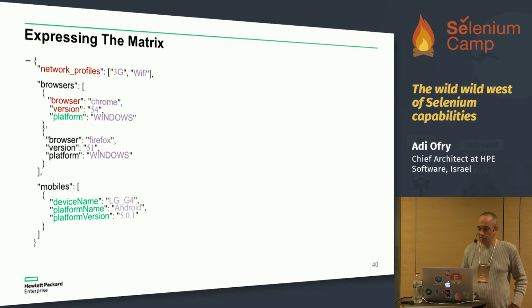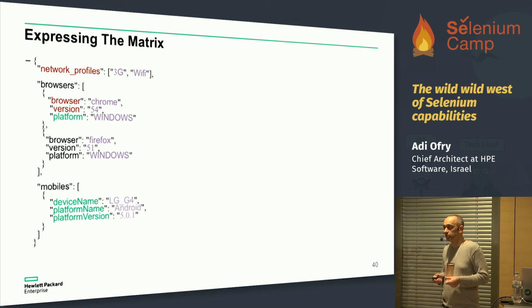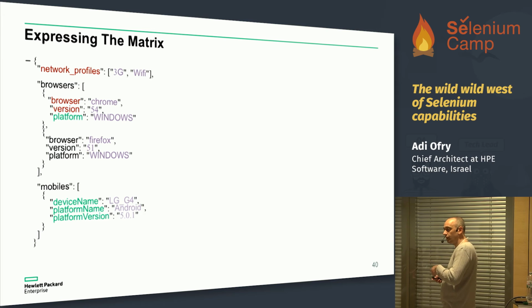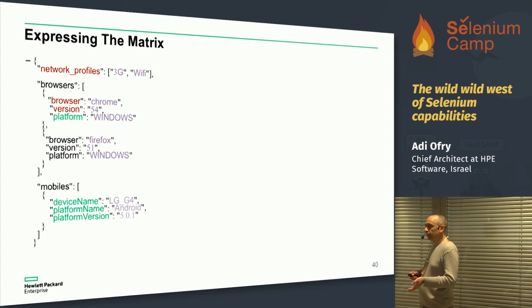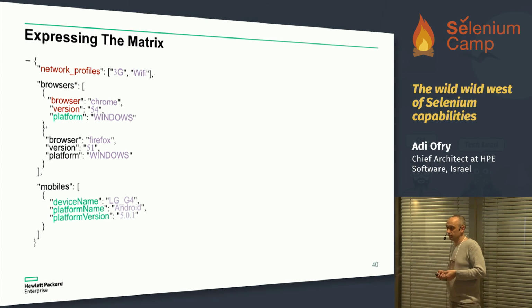It could be for browser, for mobiles. There's a multiply here with the network profile that we talked about. You need to decide what you're going to run and how to multiply it with also different network profiles, and maybe also screen resolutions.